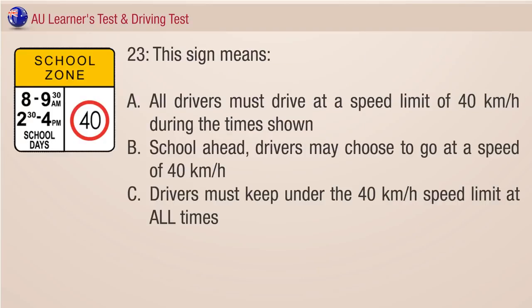Question 23. This sign means: A. All drivers must drive at a speed limit of 40 km per hour during the time shown. B. School ahead, drivers may choose to go at a speed of 40 km per hour. C. Drivers must keep under the 40 km per hour speed limit at all times.